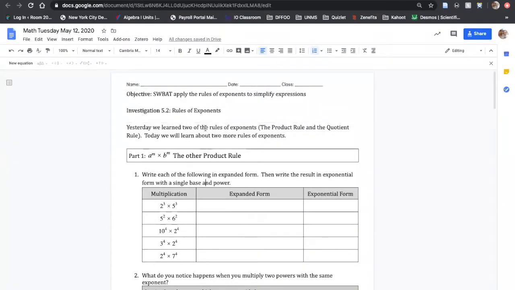So, our objective for today is the same as yesterday. It's that students will be able to apply the rules of exponents to simplify expressions. So, we're basically continuing where we left off from yesterday. If you didn't do that lesson yet, you want to make sure you go back and do that one.